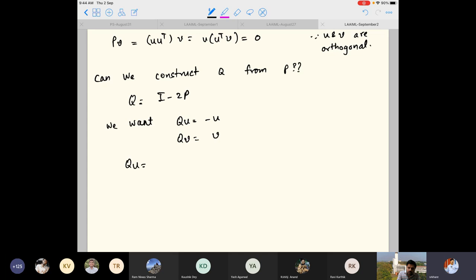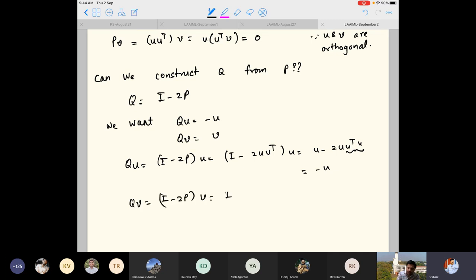So let us check QU. I minus 2PU is nothing but I minus 2 U transpose into U, which is equal to U minus 2 U transpose U. So this becomes 1, and you get minus U here: U minus 2U, which is equal to minus U. And what happens to QV? QV is I minus 2PV, which is V minus 2U transpose V. So this is 0, and you get a V here. So U is going to minus U, V is going to V.